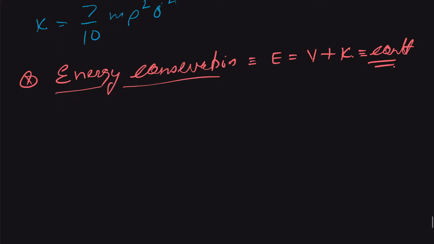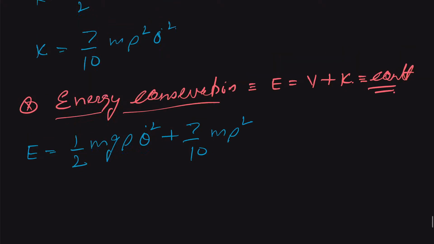And we substitute both V and K, so we get our energy E is equal to, and V is half m g rho theta dot square plus 7/10 m rho square theta dot square, and this is equal to constant.